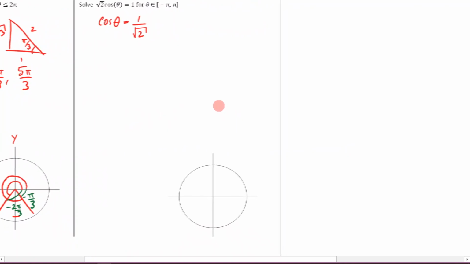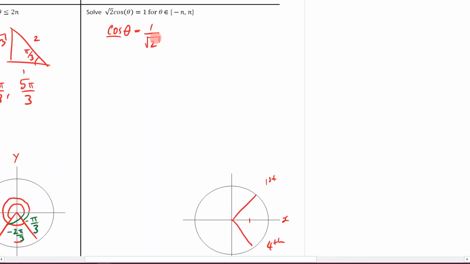Because I'm dealing with cos, that means I'm looking at my x. It's positive, so it's going to be over here. So I'm going to be looking at my first and fourth quadrants. Then I'm going to have to figure out what my reference angle is going to be. As soon as I see 1 on the square root of 2, I know my reference angle is going to be pi on 4. I just know it.